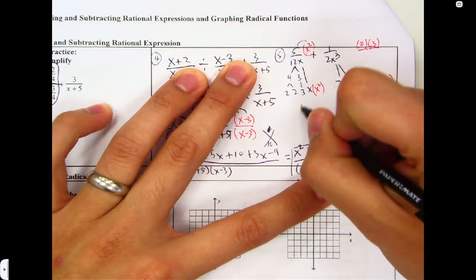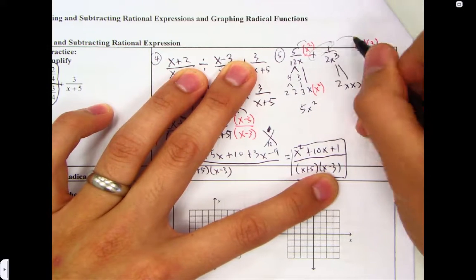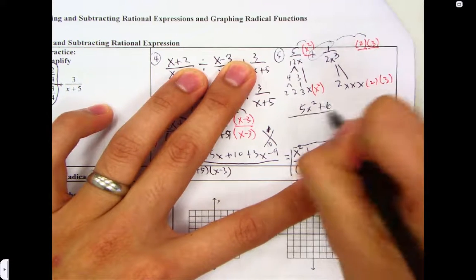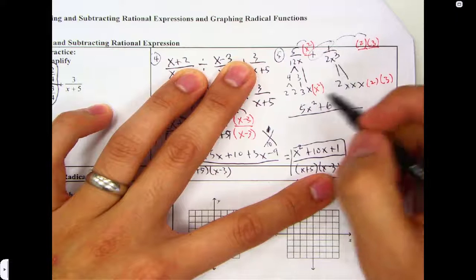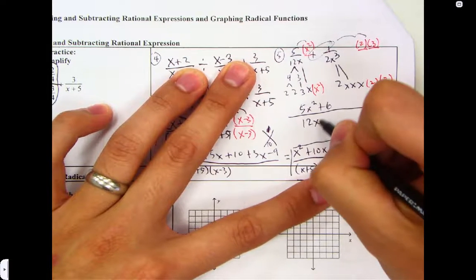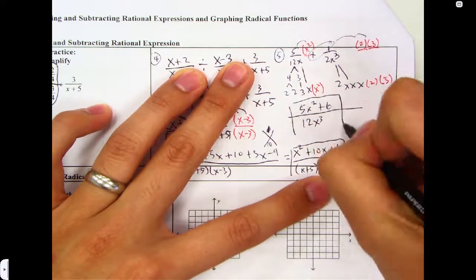So that's going to be 5x squared. Take the positive 1, distribute. 1 times 2 times 3 is 6. All over, and just keep the same factors on bottom. So we got 2 times 2 times 3, which is 12x cubed. Can't factor anymore, nothing cancels out, and that is your answer.